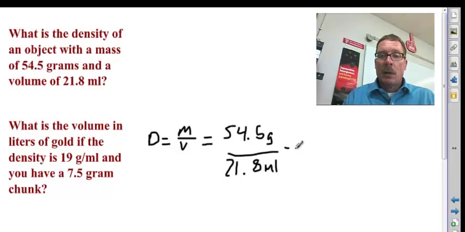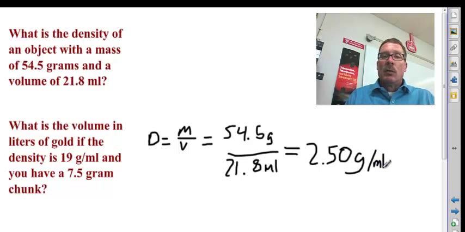Okay. And then I simply divide, and my answer comes out to be 2.50 grams for every milliliter, which I can write this way, grams per milliliter. In other words, that substance, every 2.5 grams, will occupy 1 milliliter of space.